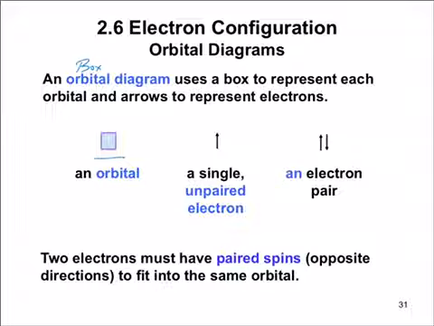Electrons are shown as arrows. Okay? Now, if I have two electrons in an orbital, they must have paired spins or opposite spins to fit in the same orbital. The reason behind that has to do with the fact that electrons are negatively charged. If electrons are negatively charged, they're going to repel each other. In order to make them fit in the right way, they have to be spinning opposite directions.